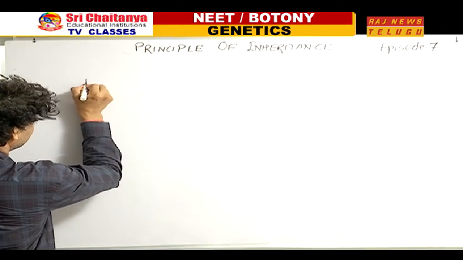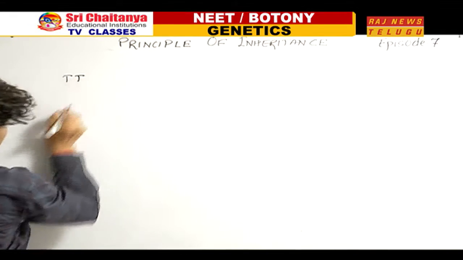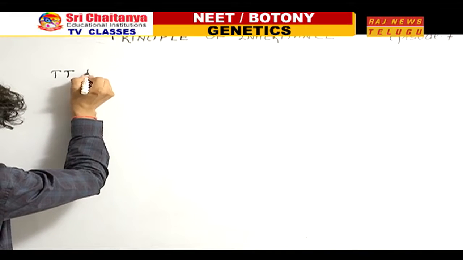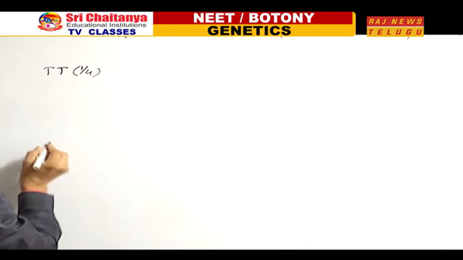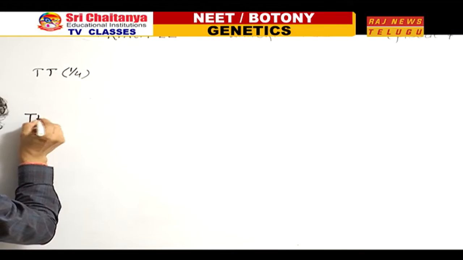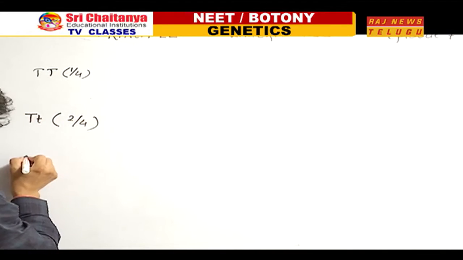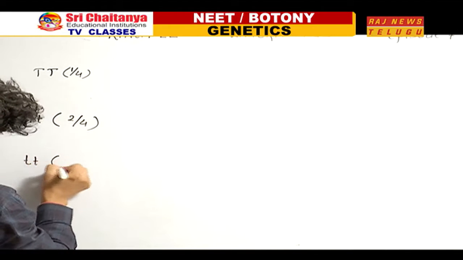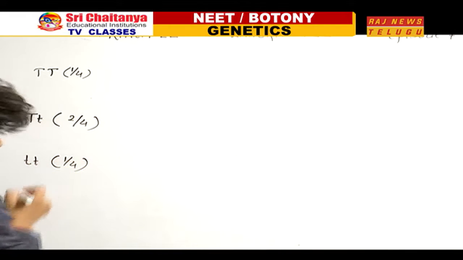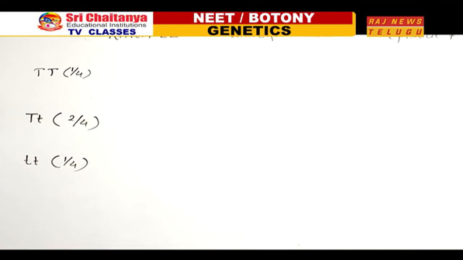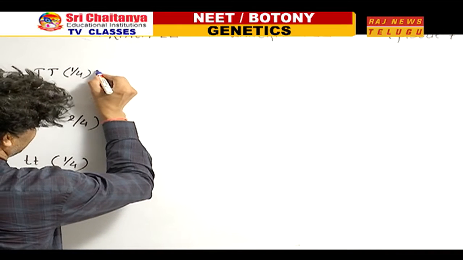If you remember, capital T was the homozygous dominant, probability was 1 out of 4. Heterozygous, capital T, small t, probability was 2 out of 4. And the homozygous recessive, small t, probability was 1 by 4. It was the monohybrid genotypic ratio. Now, let's use this for the dihybrid, the second set of the genotype.